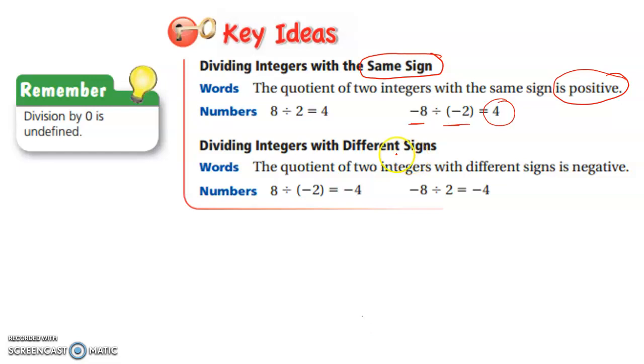Now dividing integers that have different signs. If they're different signs, you have one negative, your answer is going to end up being a negative. Doesn't matter which one's negative, if it's the first one or the second one, the bigger one or the smaller one, still the answer is going to be a negative. And then division by 0 is undefined, and we'll get into that some more.